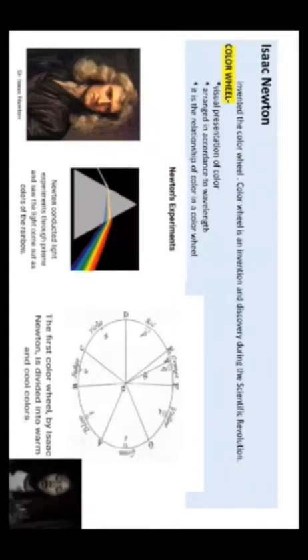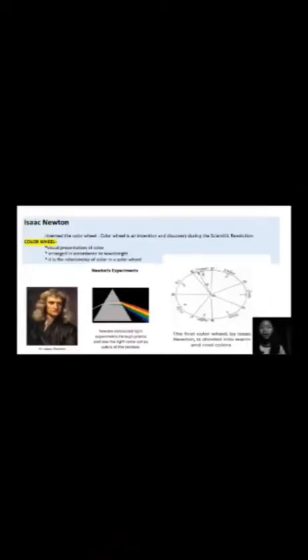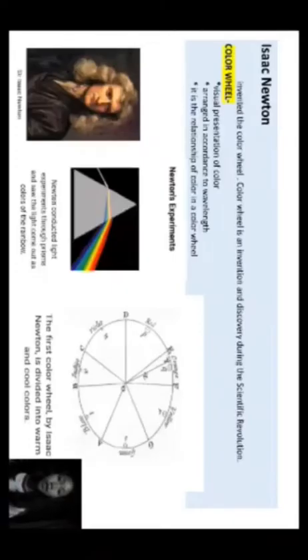Okay, so this color wheel, according to Google, is an invention and discovery during the scientific revolution. Color wheel is a visual presentation of colors, wherein blue, indigo, violet, red, orange, yellow, and green. Also, a color wheel is arranged in accordance to wavelength.